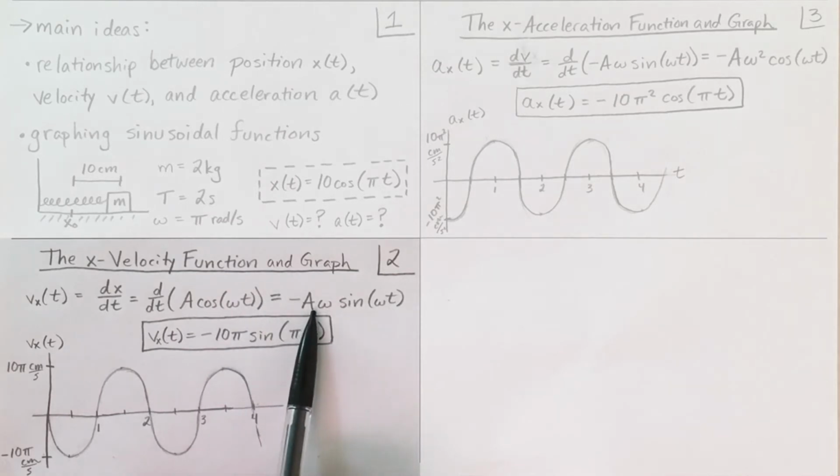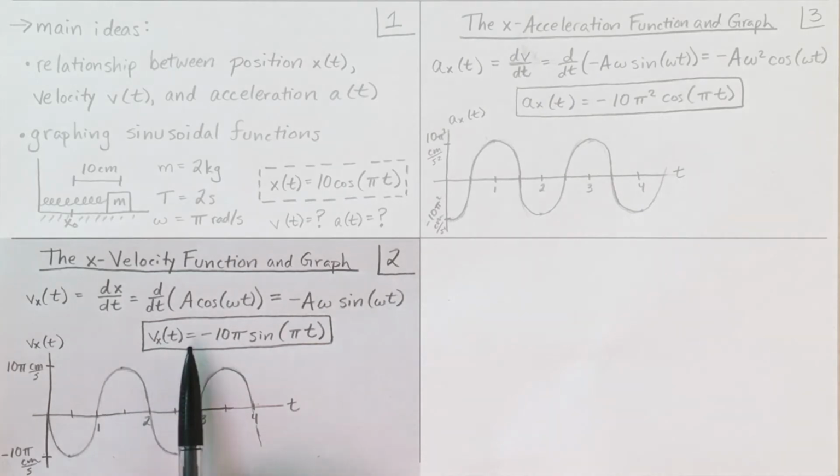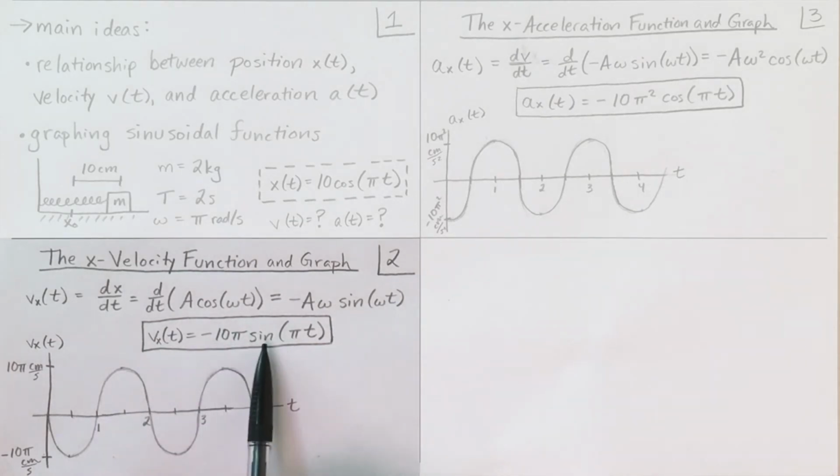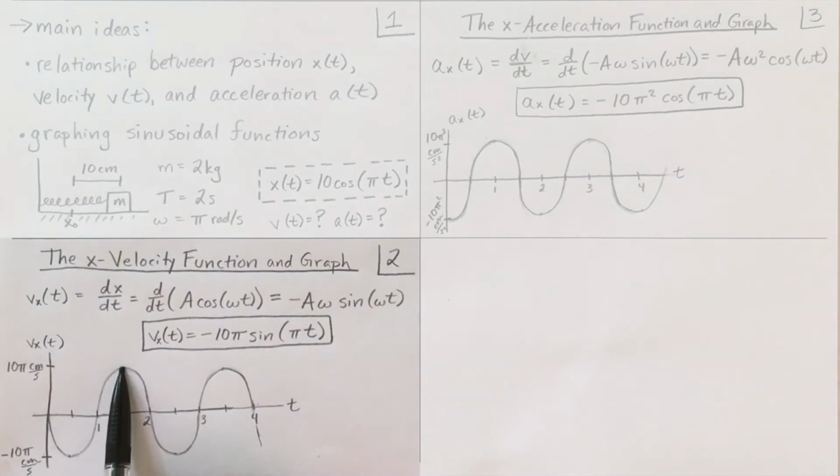Plugging in the numbers for the amplitude and angular frequency for our mass, we see that the velocity is equal to negative 10 pi times sine of pi t. We graph this function here, and we see that at time t equals 0, the mass starts from rest, and then as it's released, its velocity oscillates between negative 10 pi centimeters per second and 10 pi centimeters per second.